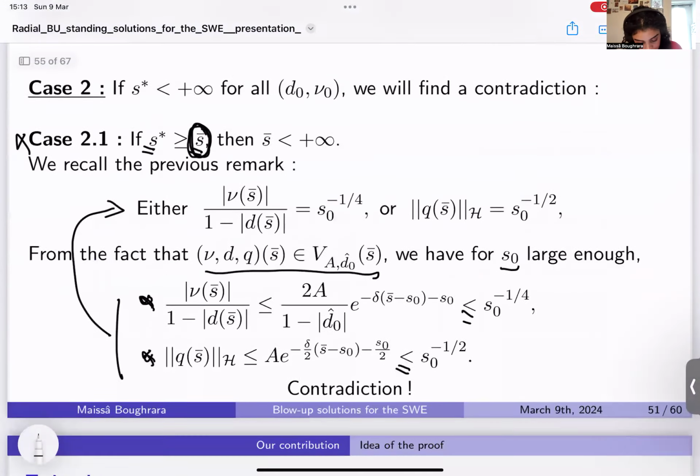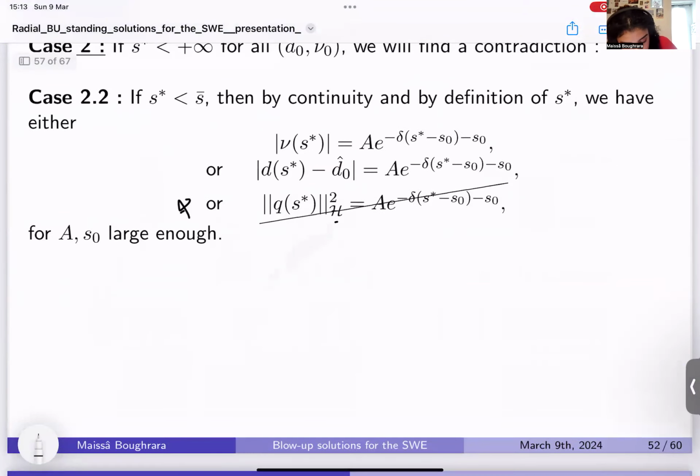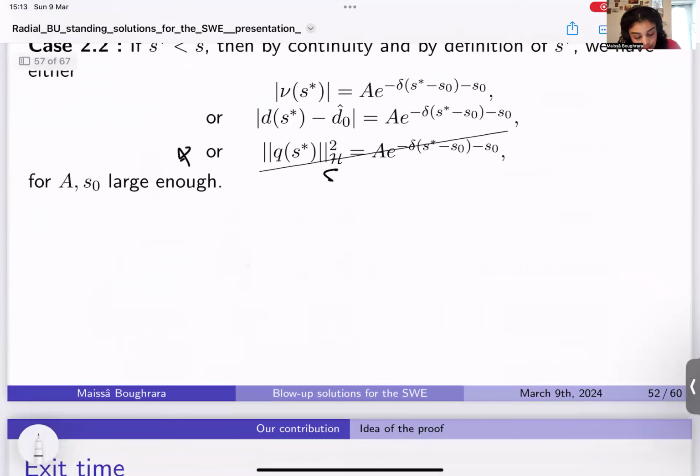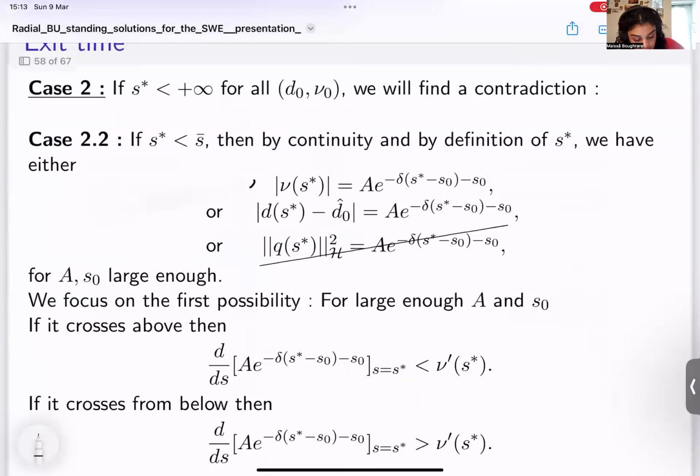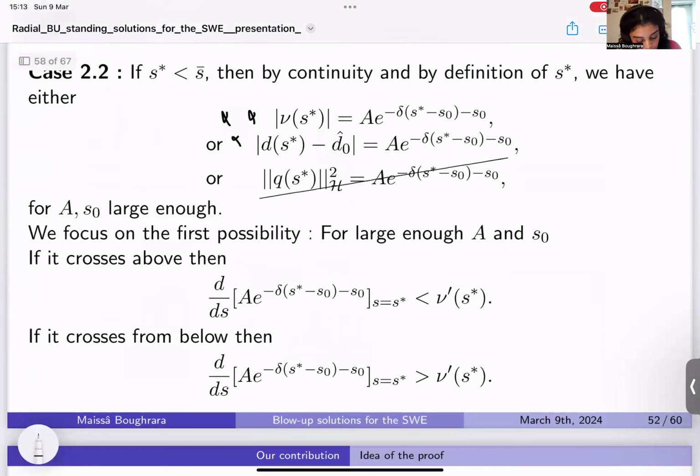Where did I stop? Here. Okay, we can't have the equality because this quantity is going to be very much less than the bound that we found earlier. So the third case can't happen. So either we're going to have this case or this case. Let's focus on the first possibility. Let's assume that it's actually nu that exits and we will have the equality at S star.